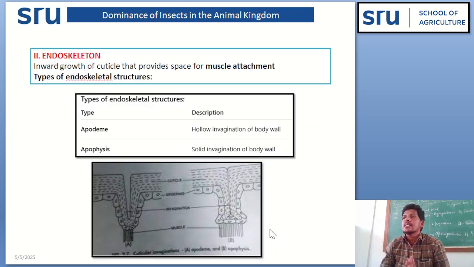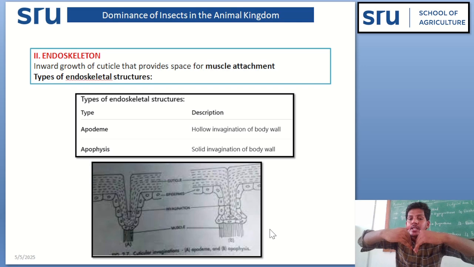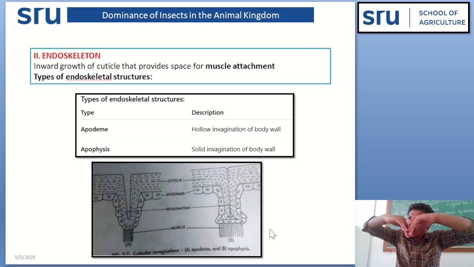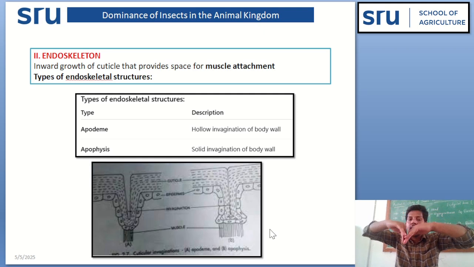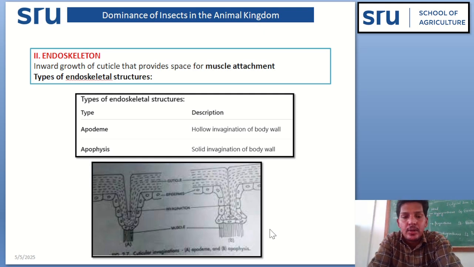So we already discussed all the layers of the insect body wall, that is cuticle, epidermis and basement membrane. Next, what do you mean by endoskeleton? It is the inward growth of the cuticle. Somewhere the cuticle will grow inward. So the inward growth of the cuticle that provides space for muscle attachment is the endoskeleton. Here this inward invagination provides space for the muscle attachment. That is the endoskeleton. Endoskeleton is of two types.